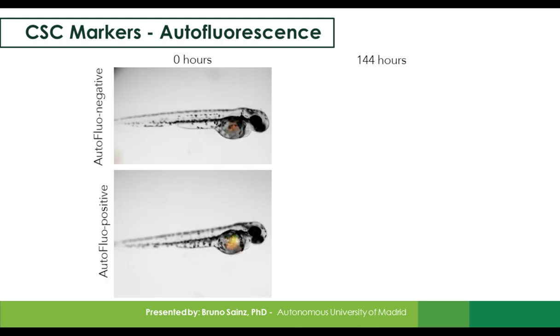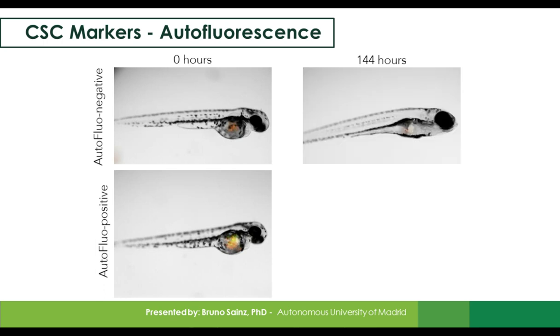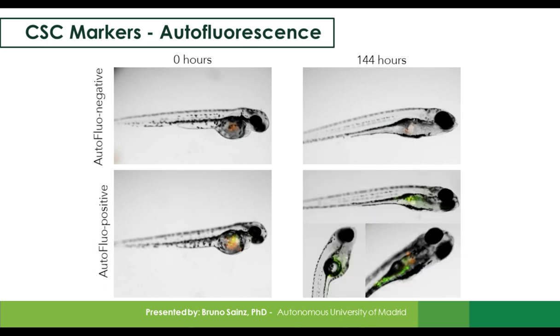We're also able to inject these cells in small animal models, such as zebrafish. So shown here are zebrafish injected with autofluorescent positive cells and autofluorescent negative cells isolated from a colon cancer sample in the yolk sac, and then we were able to evaluate their distribution 144 hours post-injection. You can see that the autofluorescent negative cells that were injected were no longer present 144 hours post-injection, while the autofluorescent positive cells that we injected were still present within the zebrafish and had begun to migrate and expand and extend themselves within the zebrafish model.